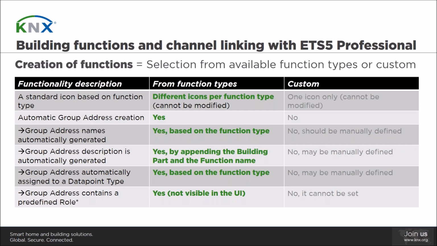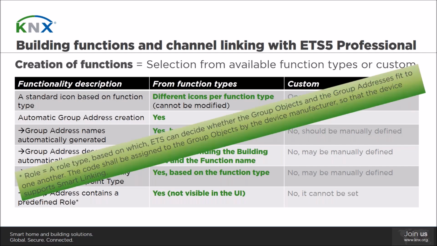The standardized functions generate always group addresses where the naming and the description follow a specific pattern. So you do not have to manually create the group addresses yourselves afterwards, which as such can also save quite some time, as said before. Furthermore, there are specific metadata assigned to the group addresses, either visible on the user interface, like the data point types, or hidden, like the group address role.